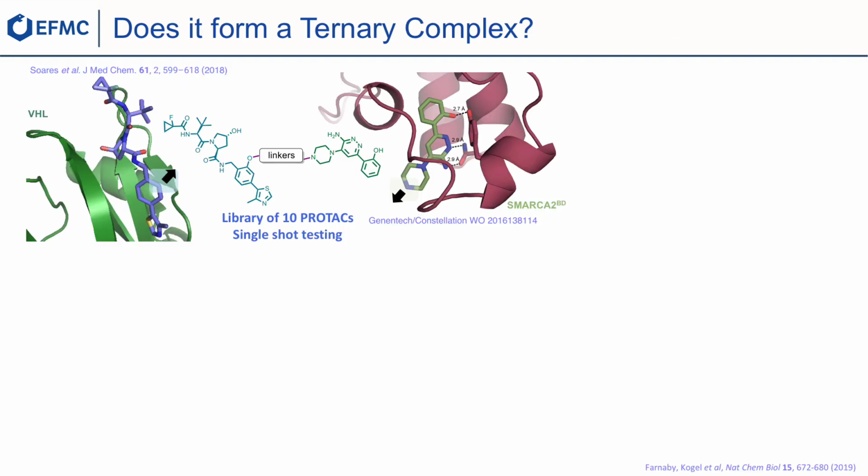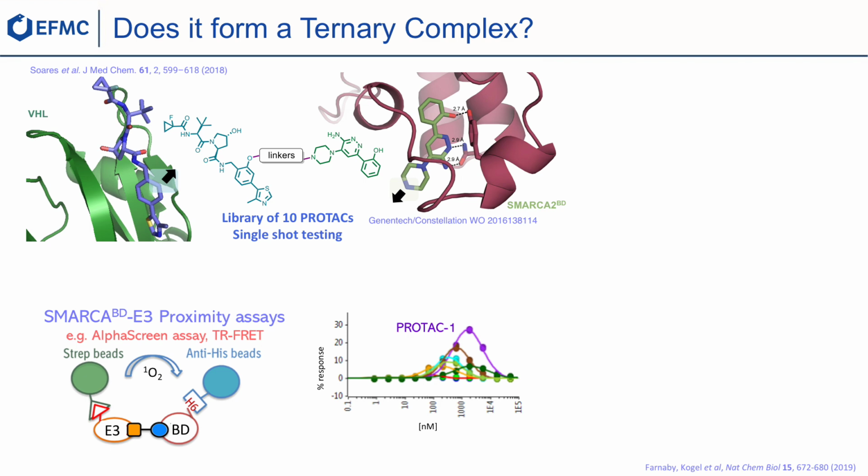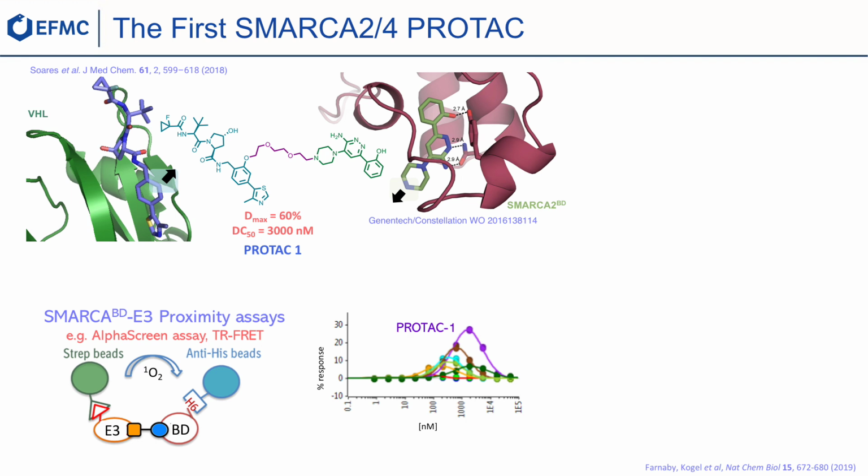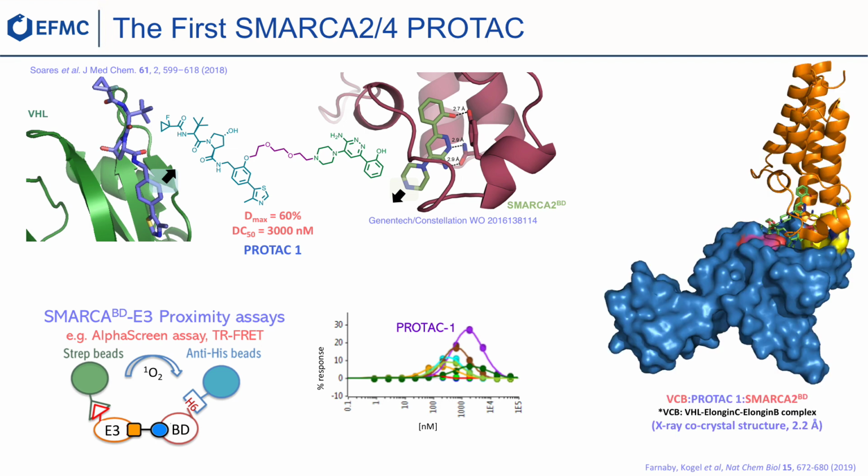Rather than just relying on our single-shot testing, we further analyzed the biophysics of these 10 PROTACs. Pleasingly, PROTAC 1 through proximity assays showed that a ternary complex was forming. We further tested PROTAC 1 at a range of time points and concentrations to show the first signs of SMARCA degradation. This convinced us that further optimization could be possible. Additionally, we were able to gain a crystal structure, allowing for a rational design through a structure-guided optimization approach.